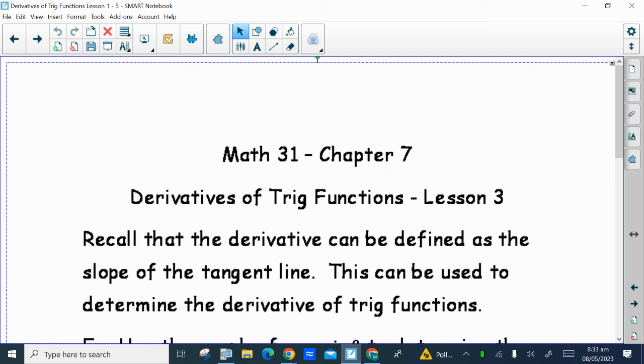So derivatives of trig functions. I thought it was today.